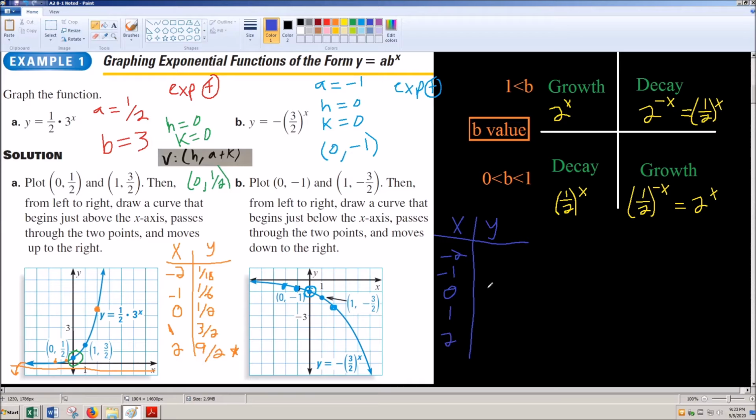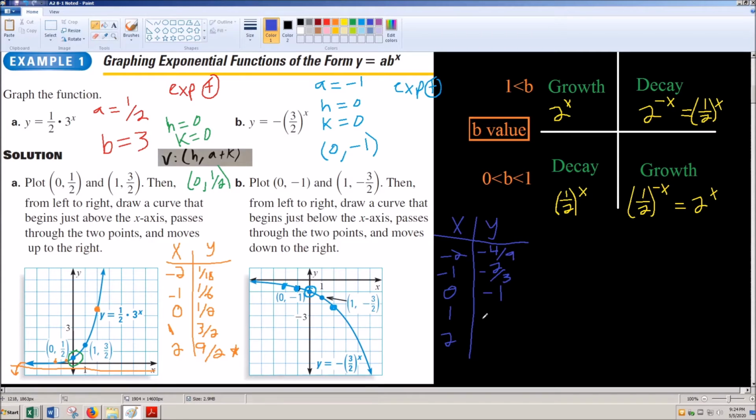So plugging in 0, we got -1. When I plug in -1, so 3 halves to the -1 is going to basically flip this fraction to 2/3. And so this is going to be negative 2/3. And here we're going to basically do the same thing again, but it's going to be squared. So I'm flipping this thing. Now it's going to be 4/9, and it's negative. Negative 4/9. There we go.